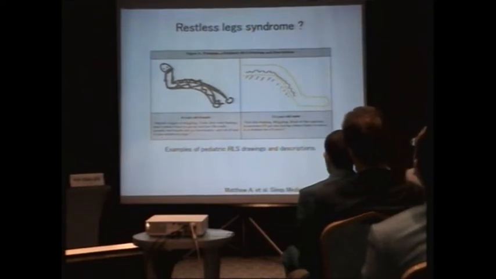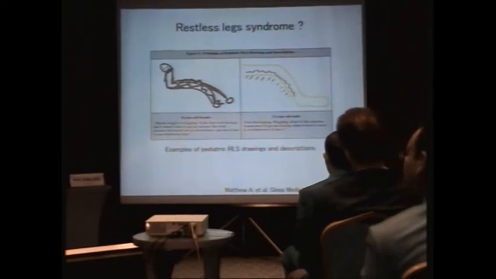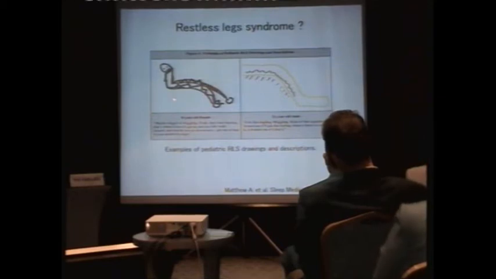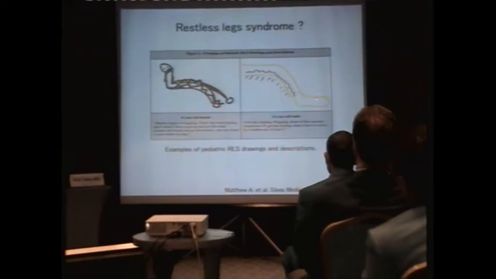Not only adult people, but also pediatric patients show their symptoms like this: movement of their legs. Sometimes they say they feel small insects moving in their legs. It's quite easy to understand their symptoms.